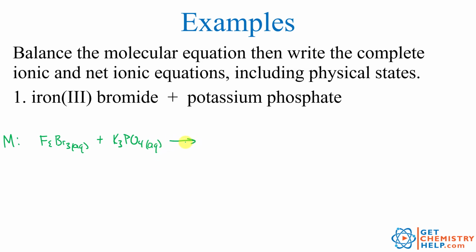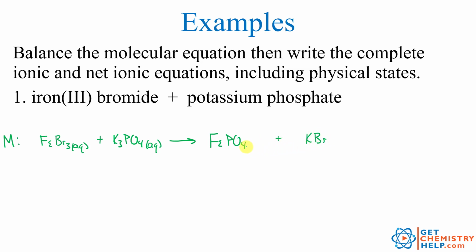Okay, now we've got to predict our products. Well, we know from our lesson on double displacement reactions, we're basically just going to swap partners here. So the iron 3 is going to go with the phosphate, and the potassium is going to go with the bromide. So iron 3 phosphate would have this formula, and then potassium bromide would have this formula.